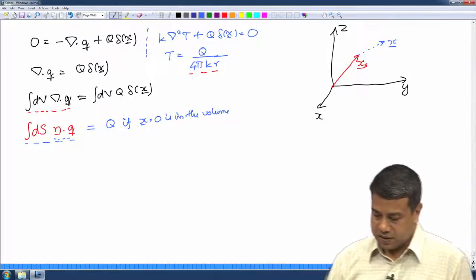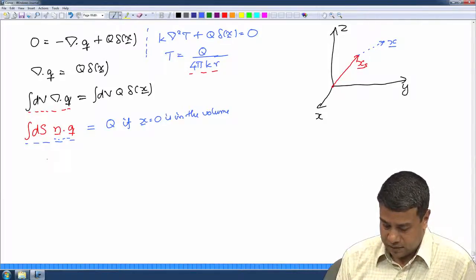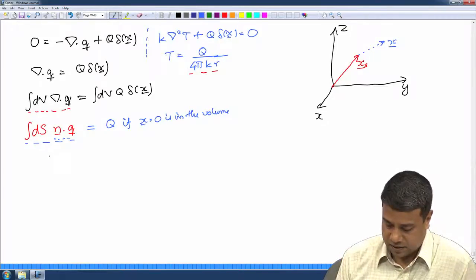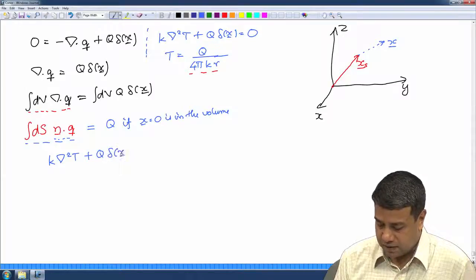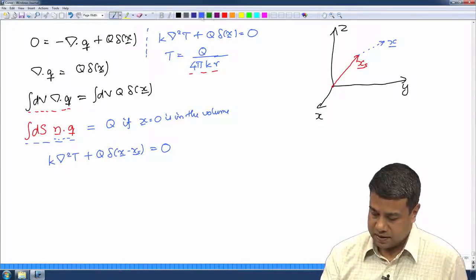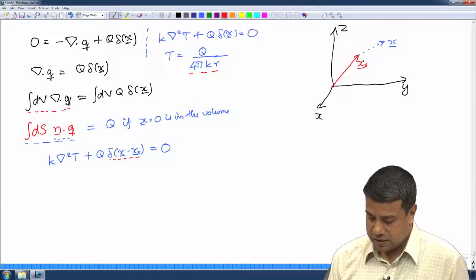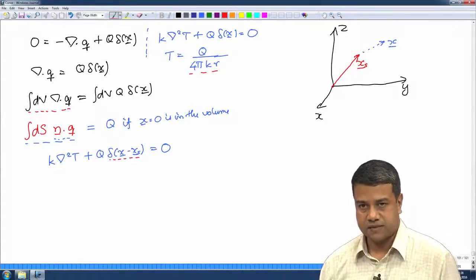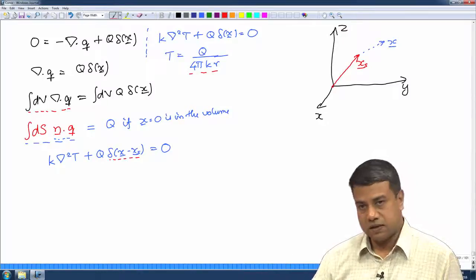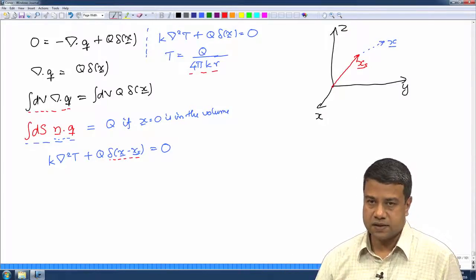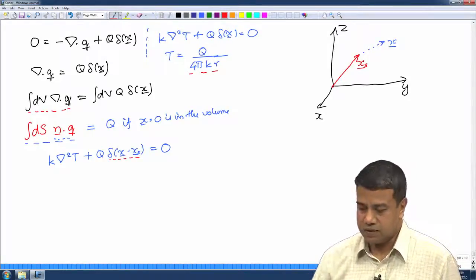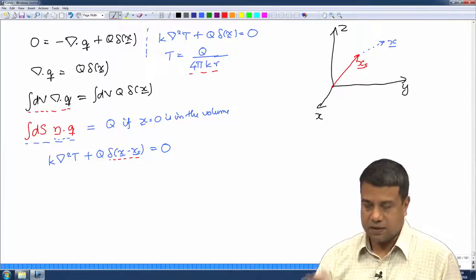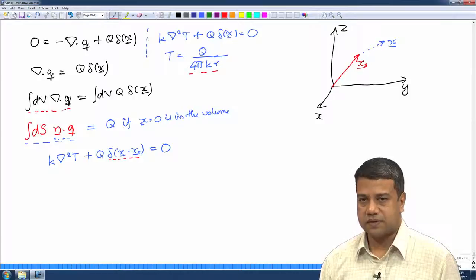So, for this problem, where you have a source at some location x s, k del square T plus q delta of x minus x s is equal to 0. Delta of x minus x s means that this delta function is non-zero only at the location x equal to x s, that is the location of the source. It is 0 everywhere else, and the integral of this is equal to 1. So, this is the heat conduction equation if the source were located at the location x s rather than at the origin, x equal to 0.